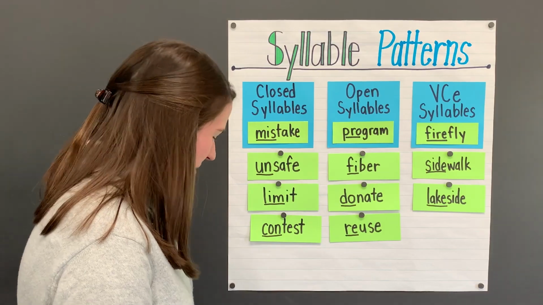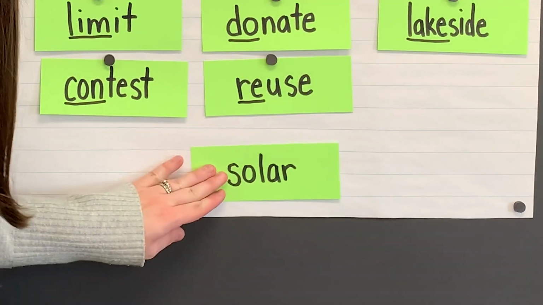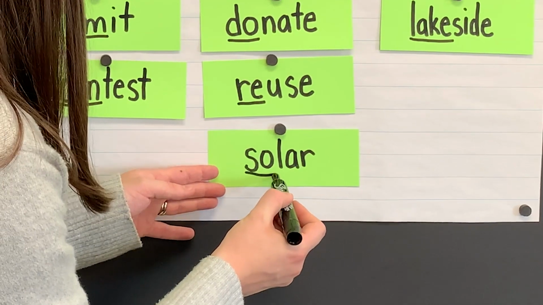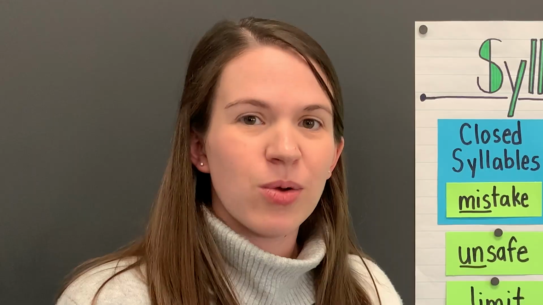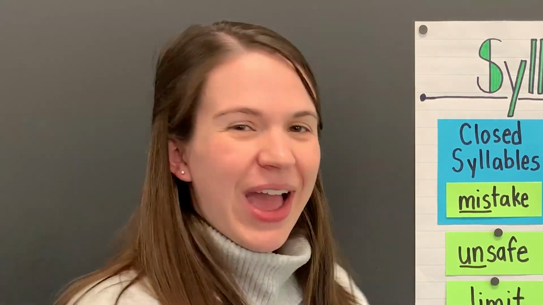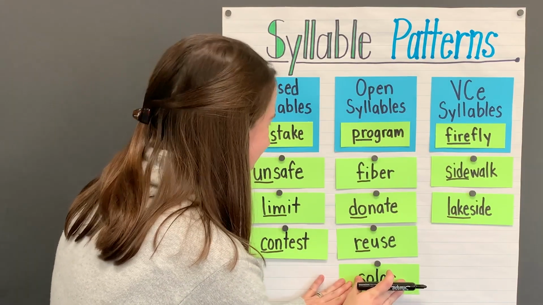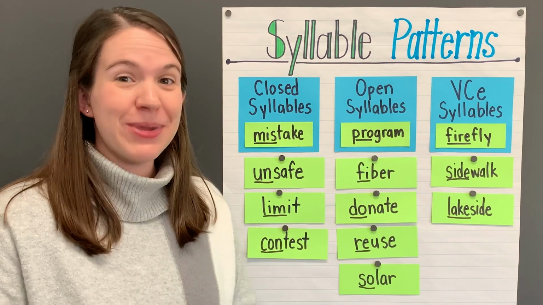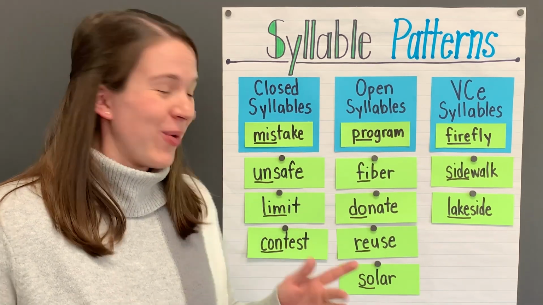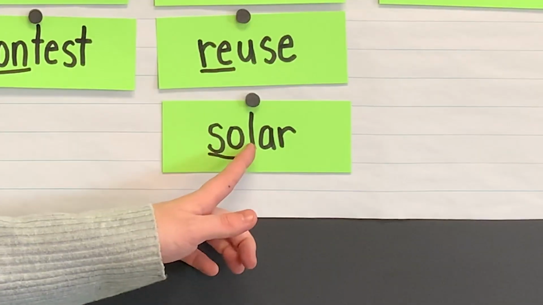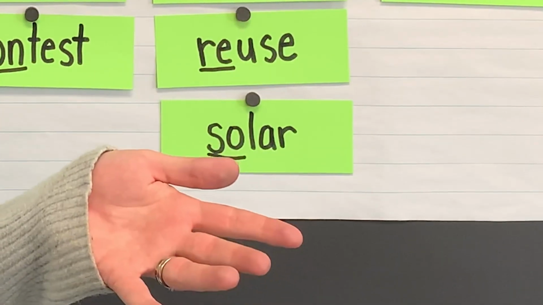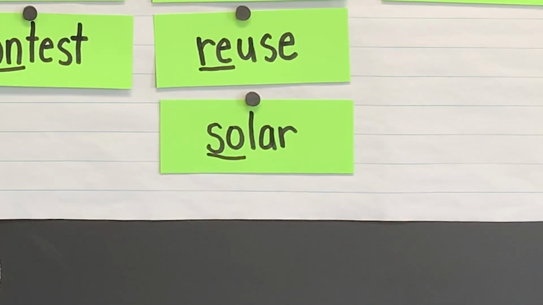And one more word. Let's see where this one goes. Here we have the first syllable, so. Where would you put that word based on that syllable? I would put this word right here in the open syllable column since the syllable ends with a vowel. Now let's read this word, solar. This word is solar.